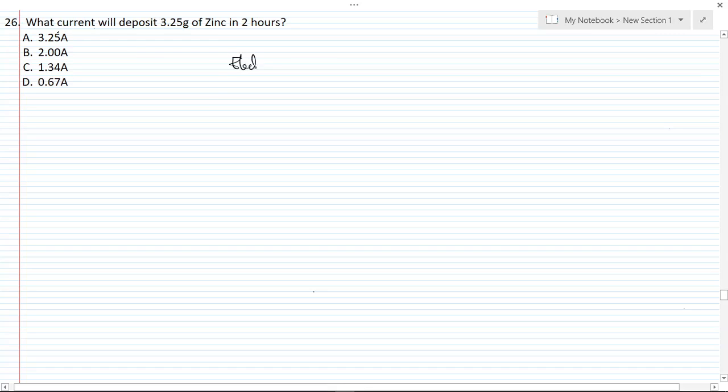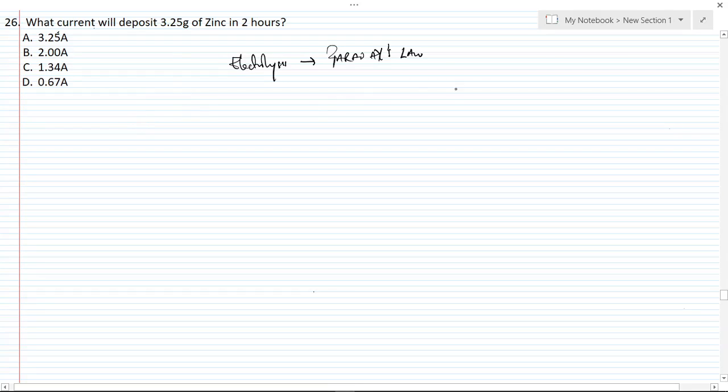So generally, whenever we see questions dealing with current and deposition of elements or compounds, what should come to mind is electrolysis, and more specifically, Faraday's law. Faraday's law pretty much states that the amount of compound deposited is proportional to the amount of current being passed through the electrolytes. For this question particularly, we can solve it using two ways. So let's just stick with the formula method here.